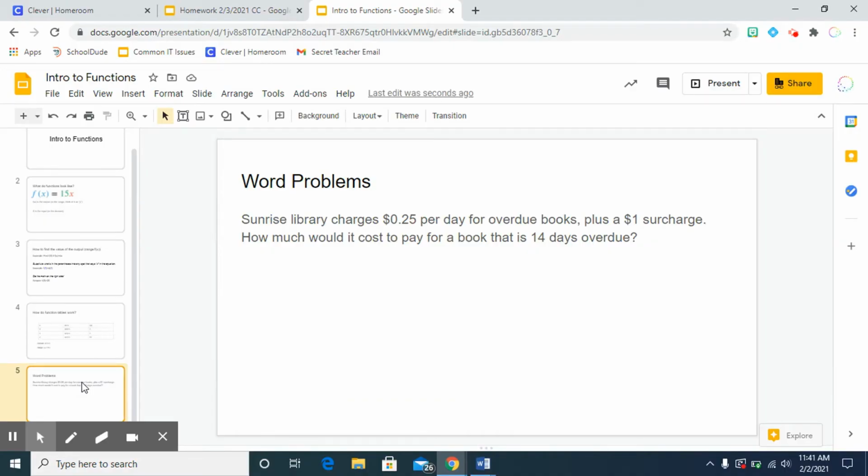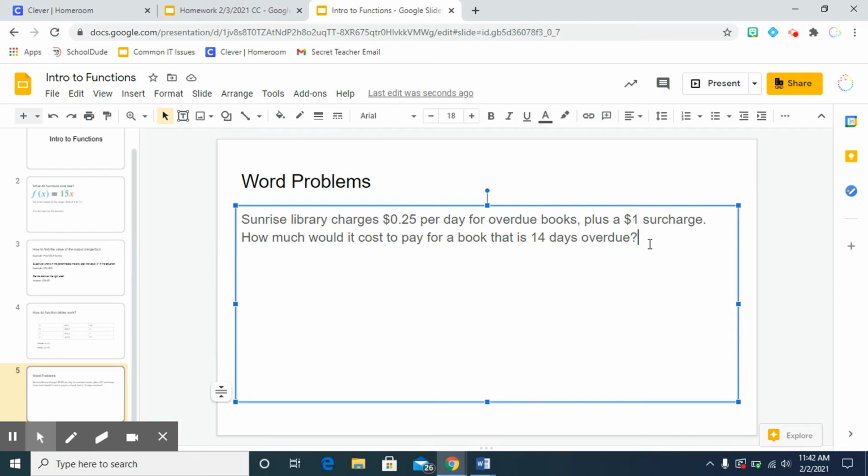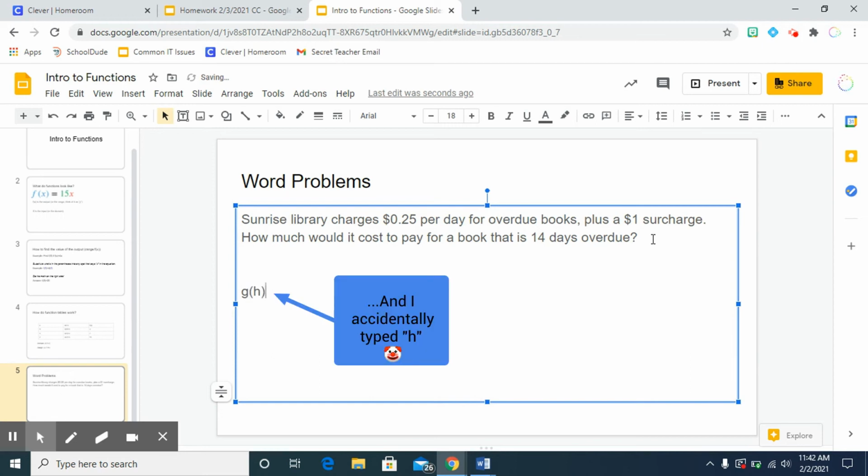And finally, we do have word problems that go with this. They aren't as complicated as they might seem. So here we have Sunrise Library charges 25 cents per day for overdue books, plus a $1 surcharge. So how much would it cost to pay for a book that's 14 days overdue? Well, we can create a function, and most functions are going to start with f of x, but you might see something like c of x or g of x. Just like how we can replace any variable with any letter, you can change it from f of x to anything else. I'm just going to take f of x for now.